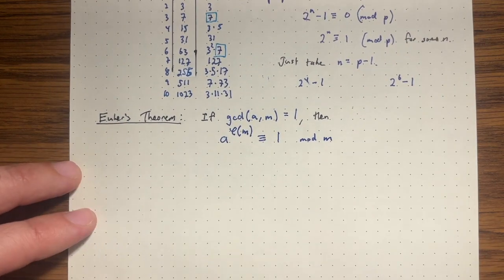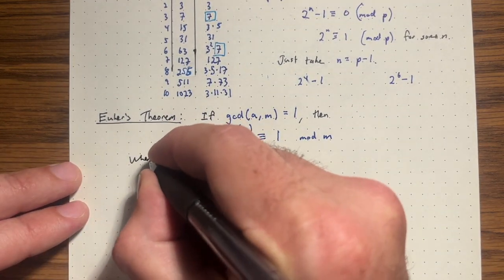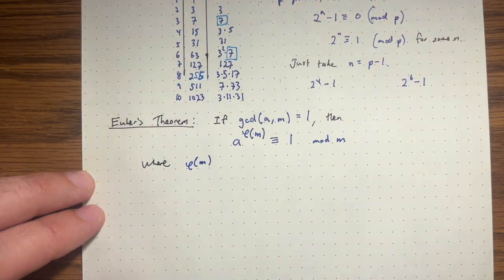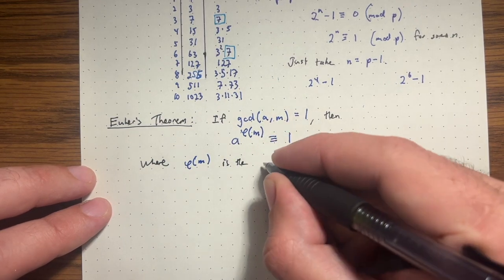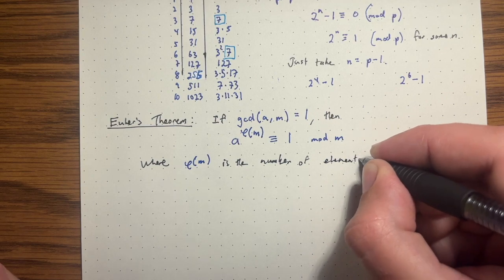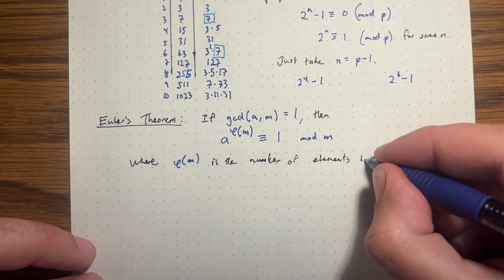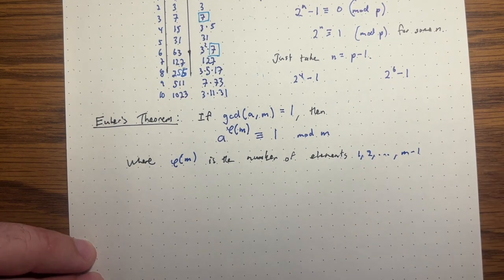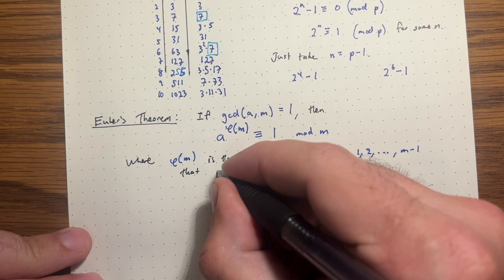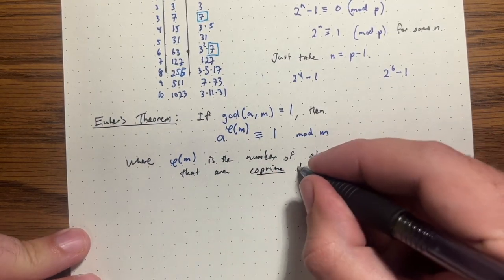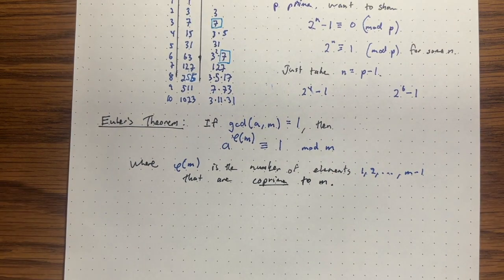So, okay, where phi of m is the number of elements among 1, 2, 3, etc., all the way up to m minus 1 that are coprime, that are relatively prime to m.